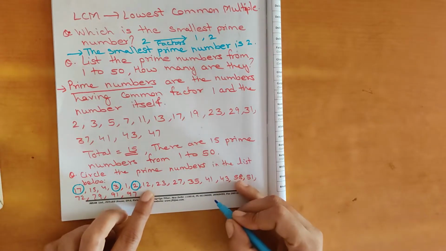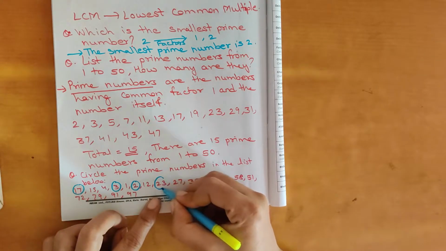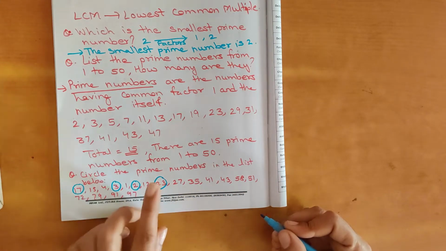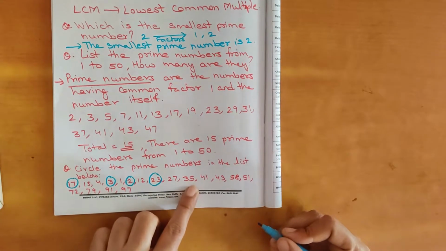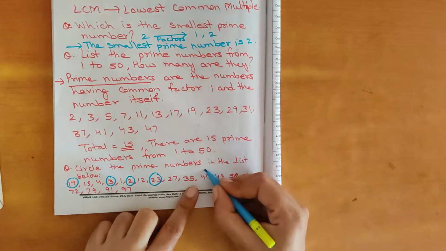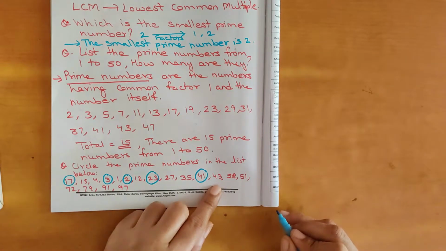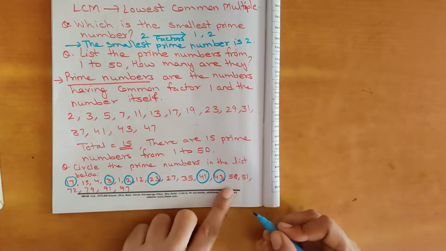12 has more than 2 factors. 23 is a prime number because it has factors 1 and the number itself, that means 1 and 23. 27 has more than 2 factors. 35, more than 2 factors. 41 has factors 1 and 41. 43, yes, it is also a prime number. It has factors 1 and 43.